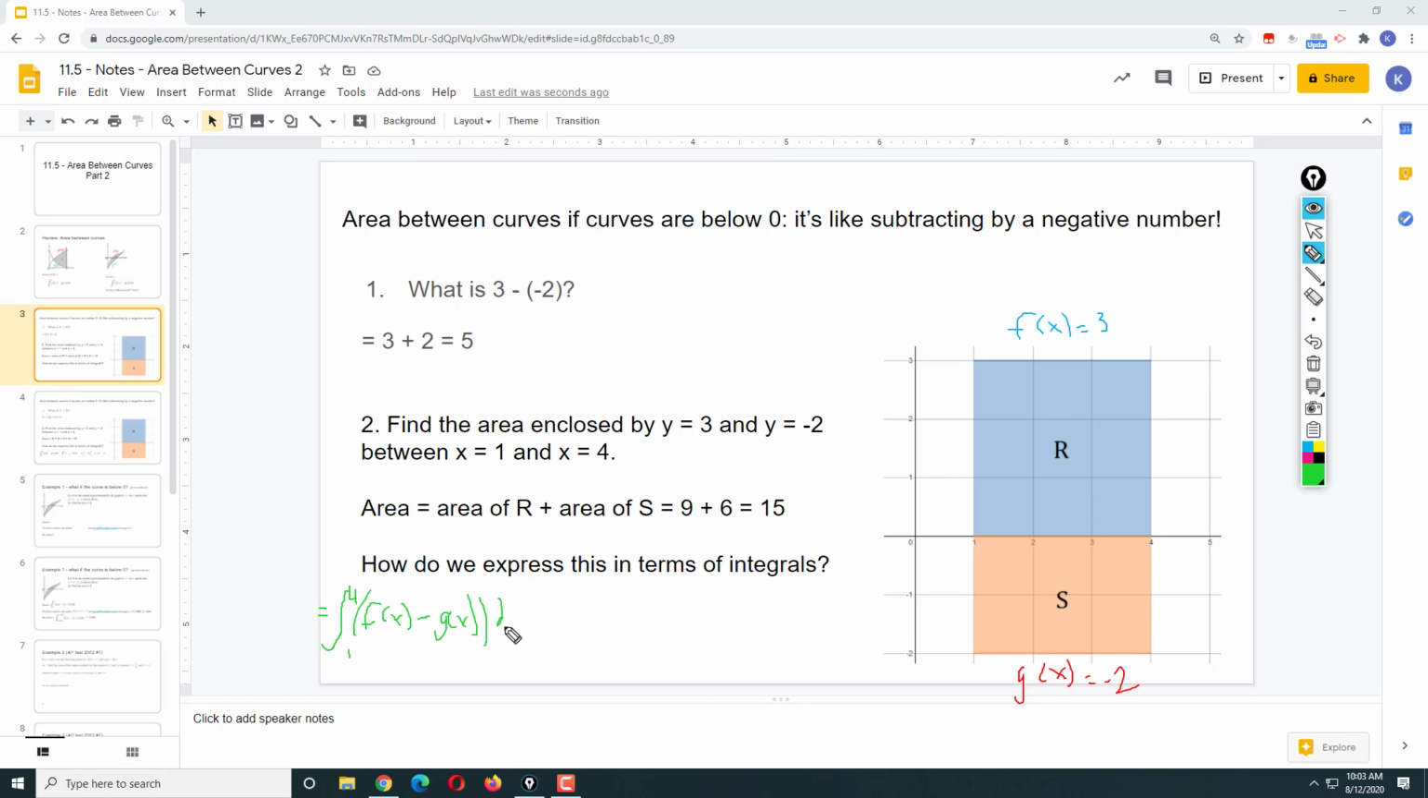So we're integrating with respect to dx. That's going to be the integral from 1 to 4 of 3, that's f of x, minus g of x, which is negative 2, dx. The key here is we're subtracting a function that is negative, and that becomes positive. We know 3 minus negative 2 is 3 plus 2. So that's the same as 3 plus 2 dx.